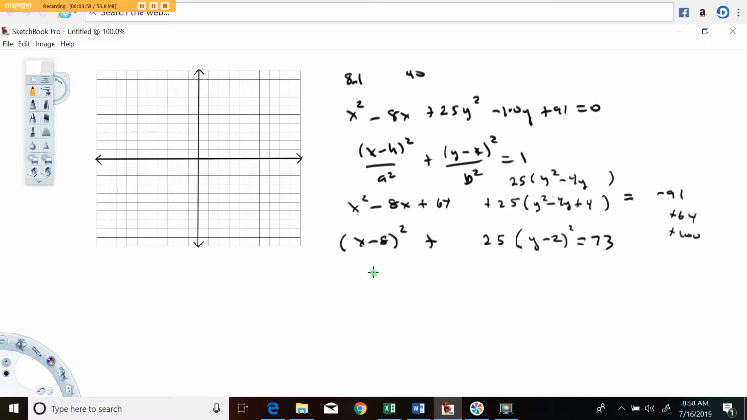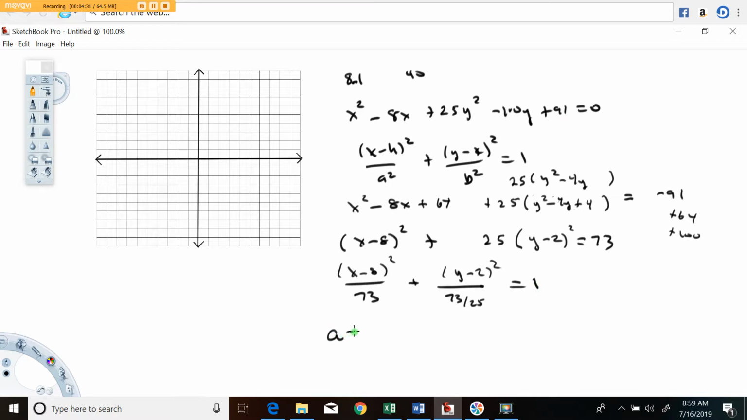Now to put this into standard form, we want a 1 on the right, so we divide everything by the constant. This gives us x minus h squared over a squared plus y minus 2 squared over a second denominator, which I'll write as a fraction, equals 1. I don't have a calculator handy, so this one will end up giving us decimals, but that's okay. We've taken this ellipse and put it in standard form.